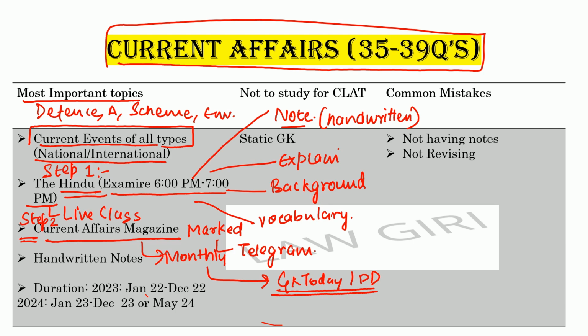Because one mistake that students commit is they don't have anything to revise from towards the end, right? So for revision, it is very important that you have material, because you won't be able to remember current affairs in one go. You have to revise them again and again, and for revision you cannot go back to the newspaper again and again. So if you have notes, you can go through your notes to revise.